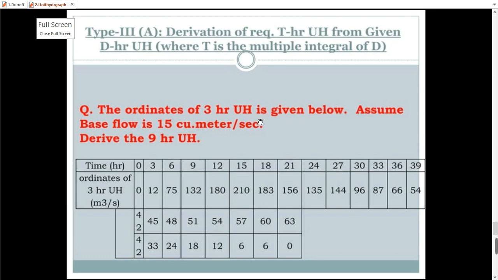The ordinates of a 3-hour UH are given below. I assume base flow is 15 cubic meter per second. Derive the 9-hour UH. So they have given the 3-hour unit hydrograph, and the base flow is 15 cubic meter per second. Derive the 9-hour unit hydrograph. So we have to make some assumptions. We will make the graph with the simple superposition method, and the multiplication and reduction method. We will see. They have given the time and ordinates of the 3-hour unit hydrograph.